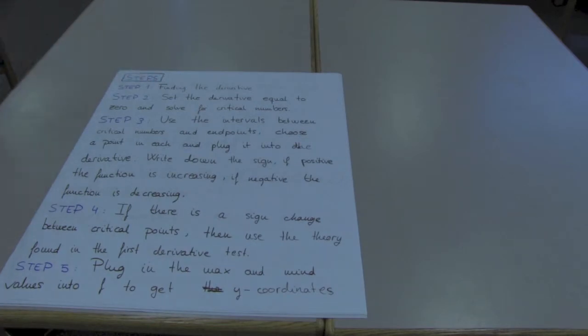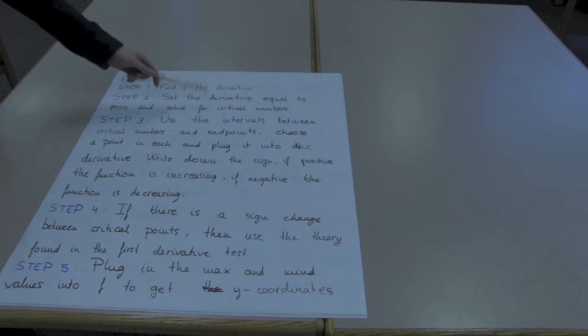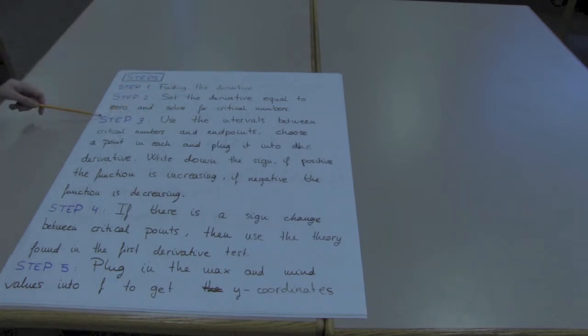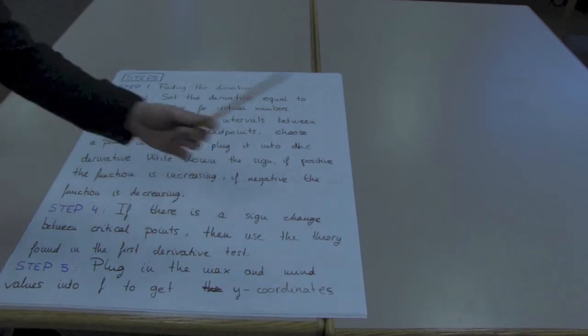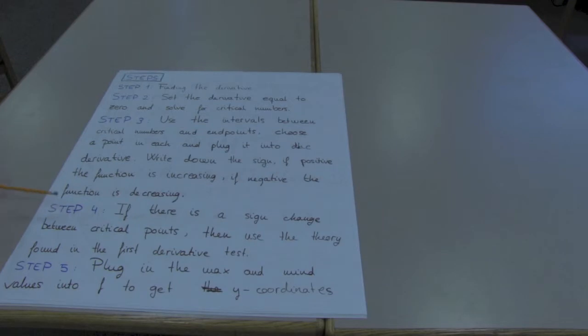So these are the steps. Step 1. Find the derivative. Step 2. Set the derivative equal to 0 and solve for the critical numbers. Step 3. Use the intervals between the critical numbers and endpoints. Choose a point in each and plug it into the derivative. Write down the sign. If it is positive, the function is increasing. If it's negative, the function is decreasing. Step 4. If there is a sign change between the critical points, then use the theory found in the first derivative test. In step 5, plug in the max and min values into the function to get the y-coordinate.